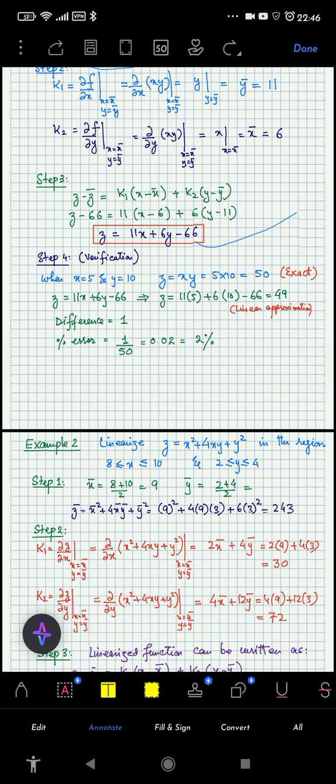We can verify this, though it is not very common in exams. When x is equal to 5 and y is equal to 10, you put 5 and 10 into the exact equation, and then into the linearized equation. You will find that we have 50 as the exact value and 49 in the linearized approximation. The difference is 1, so the error is 1 divided by 50, which is 0.02, or 2%.